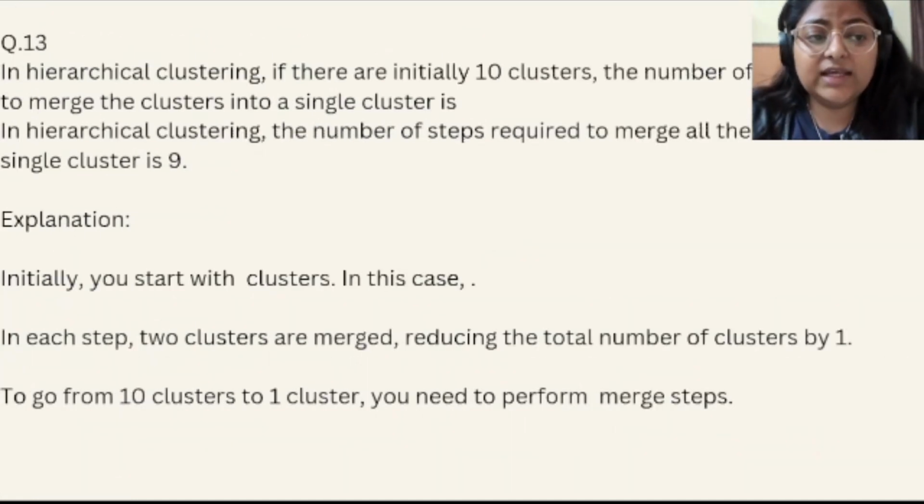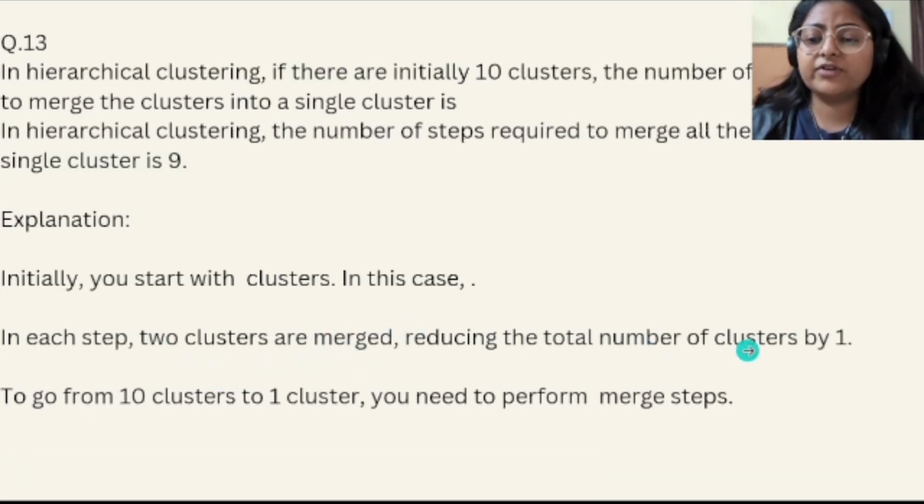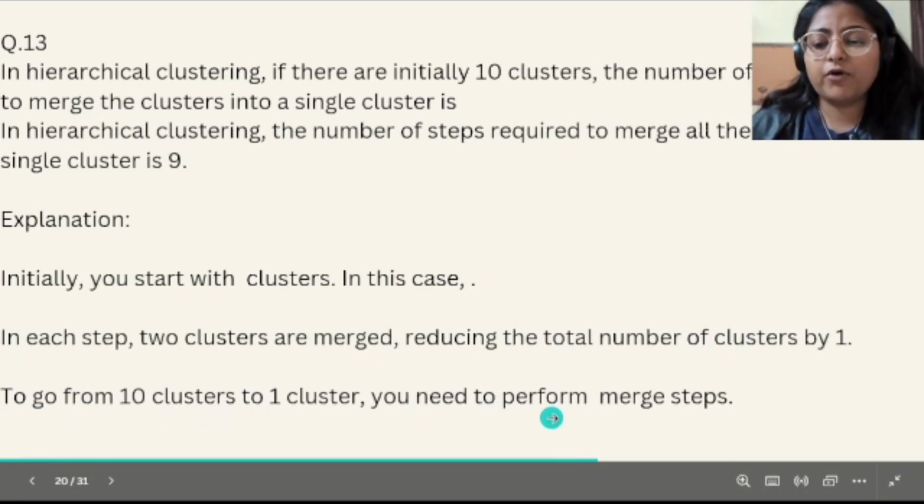Question number 13 is, in hierarchical clustering, if there are initially 10 clusters, the number of steps required to merge the clusters into a single cluster is, we have to find how many steps are required for hierarchical clustering. So the answer would be 9 steps. An explanation would be, initially you start with the clusters. In each step, 2 clusters are merged, reducing the total number of clusters by 1. To go from 10 clusters to 1 cluster, you need to perform 9 merge steps.